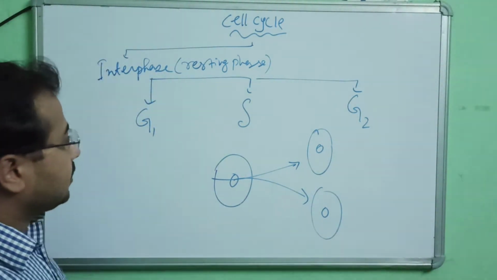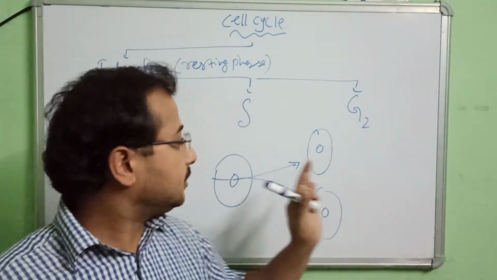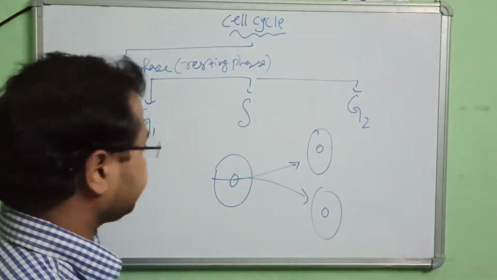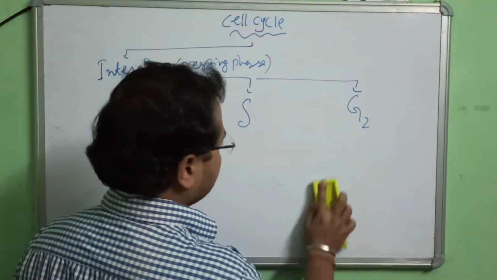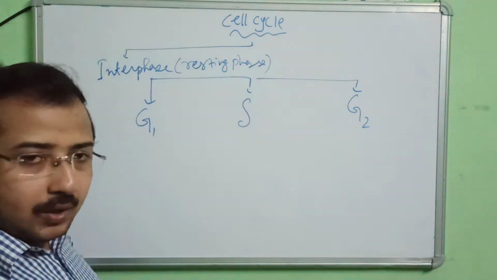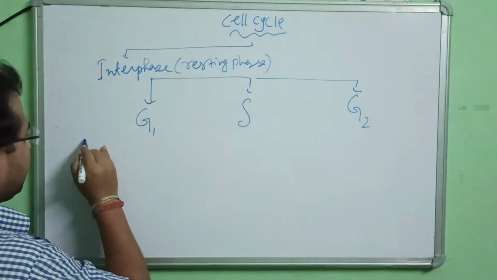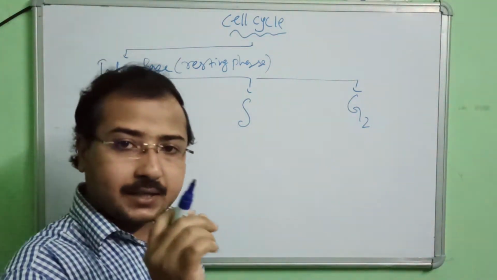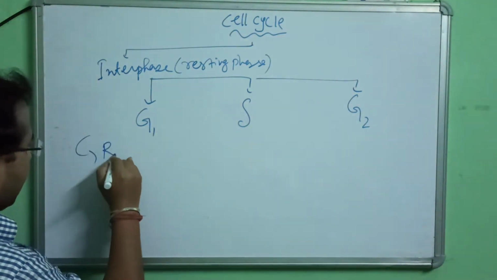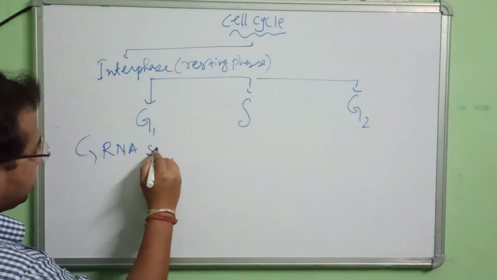Now let's see what exactly happens in these phases which come under the interphase. See, in gap phase 1, the basic points I am writing, what exactly happens here. The RNA is synthesized.